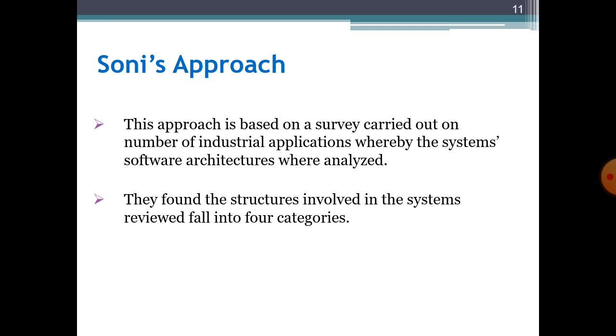The next approach is Siemens' approach. It is less utilized, and you can say that it is not the most common. Basically this approach is based on a survey carried out on a number of industrial applications, whereby the software architectures of the systems were analyzed. It is actually based on surveys. They found that the structures involved in the systems fell into four different categories.